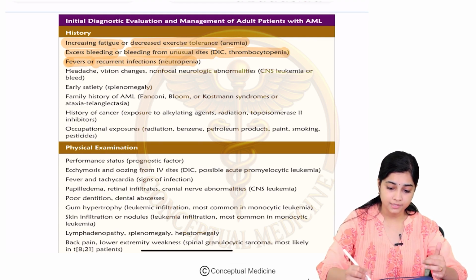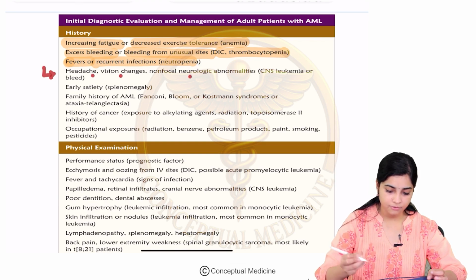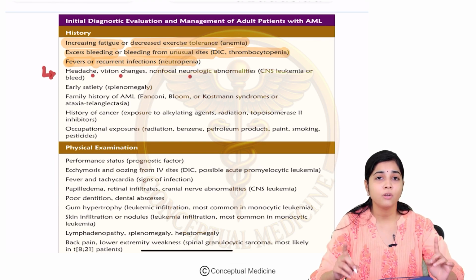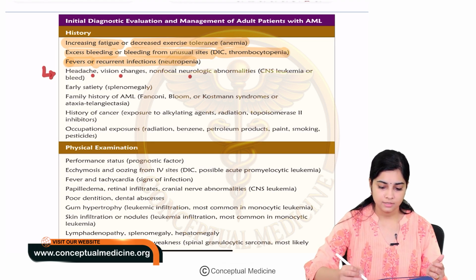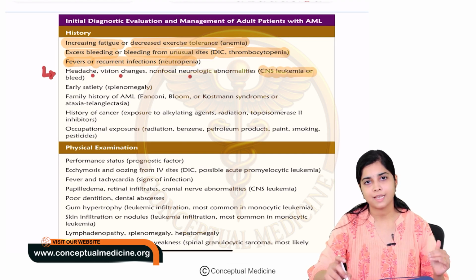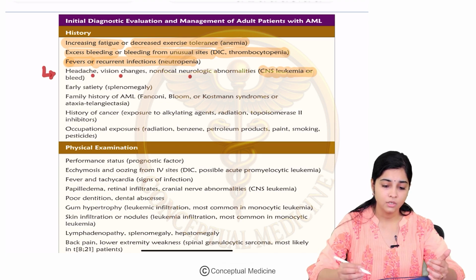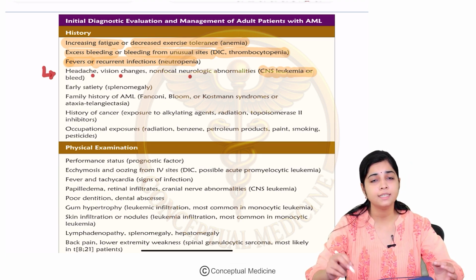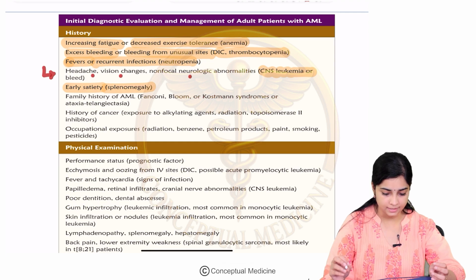And then come certain important things in history which you really have to watch out for. If there is a history of headache, visual disturbances, non-focal neurologic abnormalities, always think of leukemic infiltration into the CNS. This is very, very important. Never forget or sideline the neurological disturbances with which an AML patient can present. Then always look for organomegaly; especially in patients with AML M4, you can have evidence of early satiety because of splenomegaly.